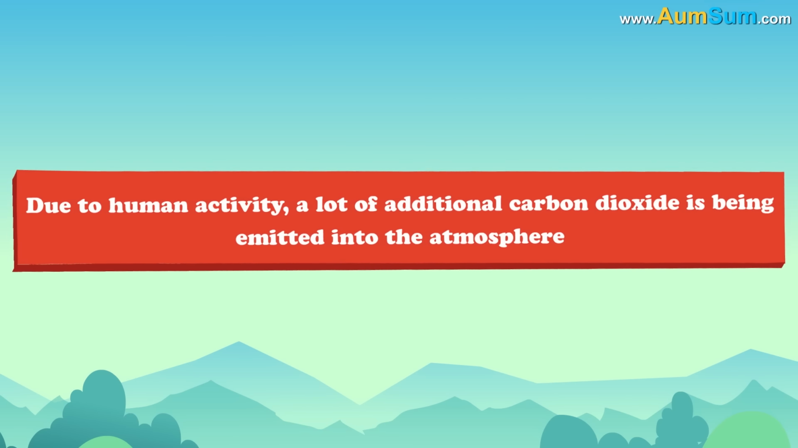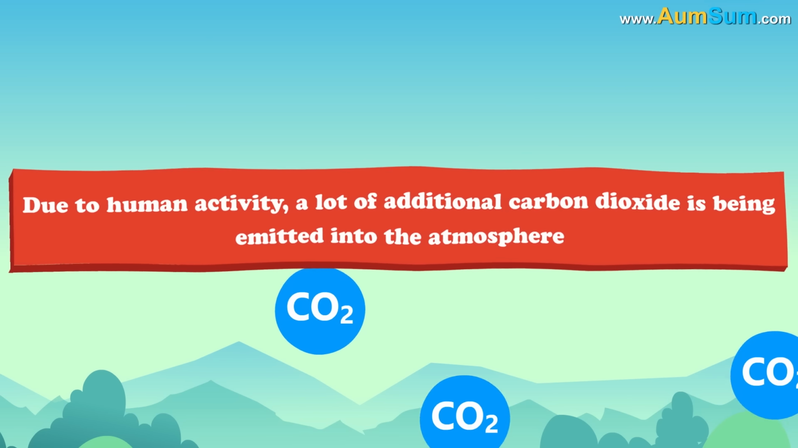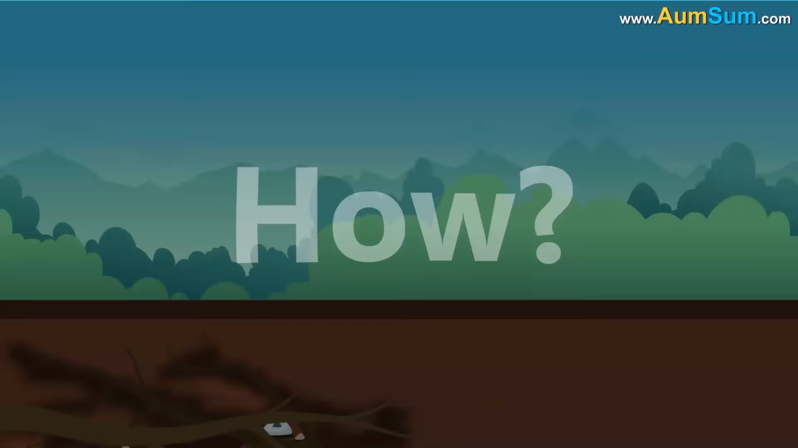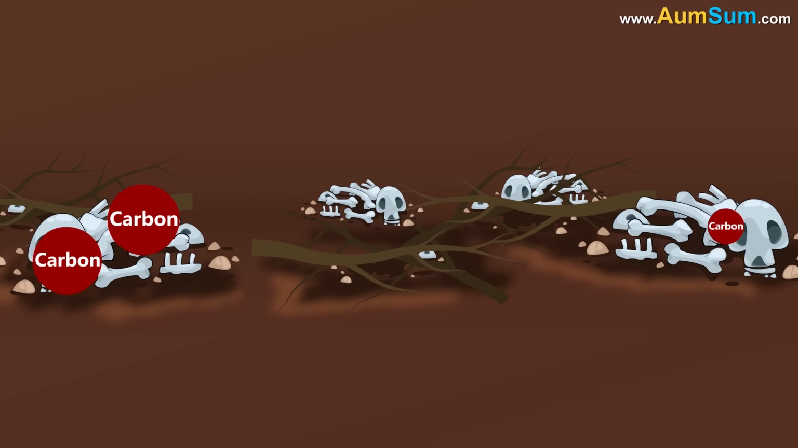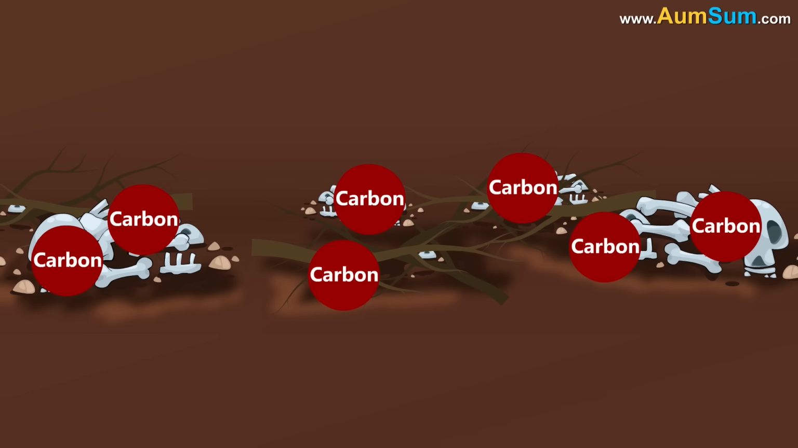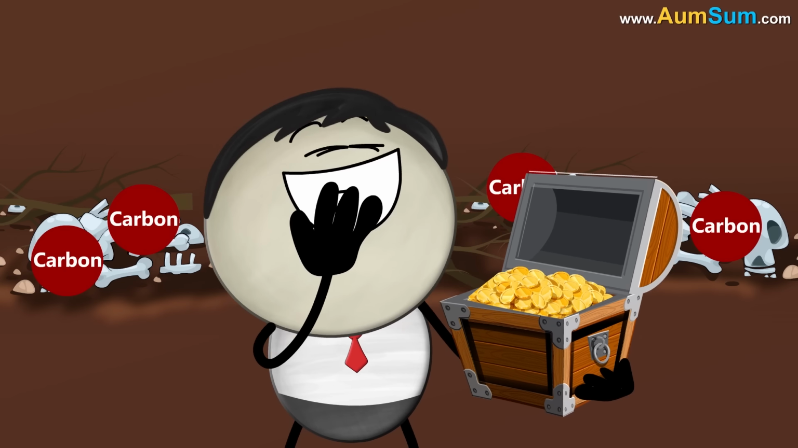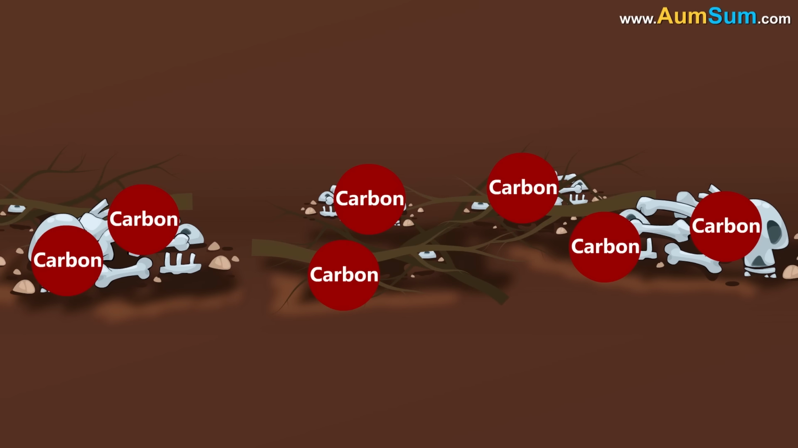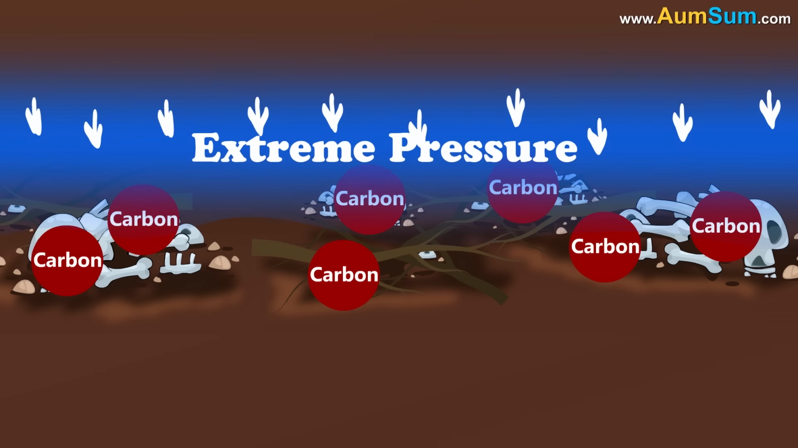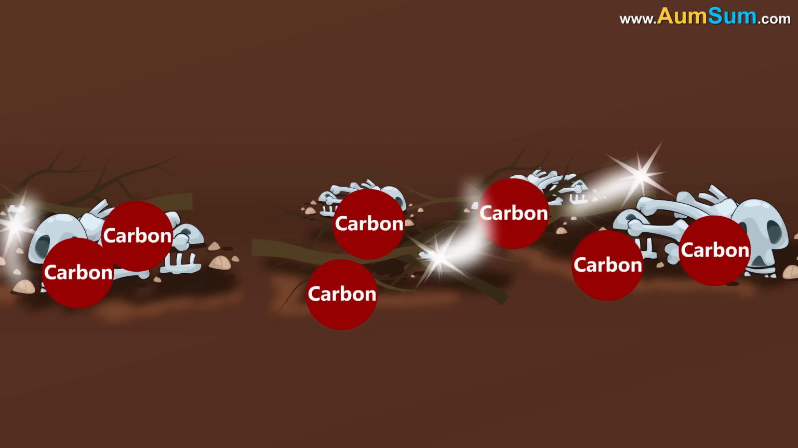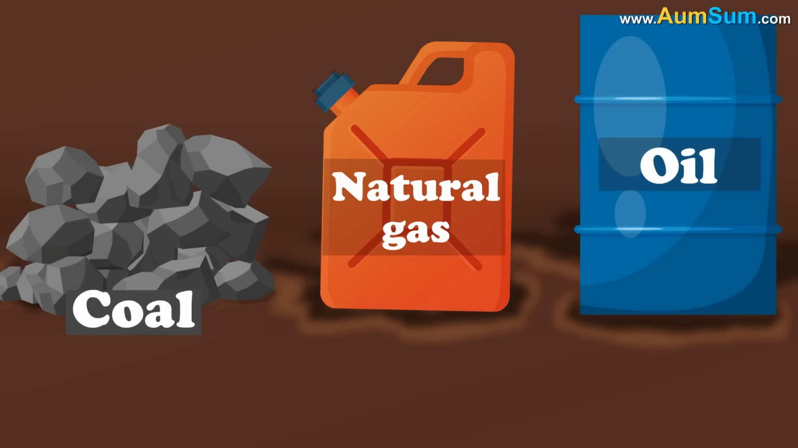Besides this, due to human activity, a lot of additional carbon dioxide is being emitted into the atmosphere. How? Millions of years ago, many plant and animal remains containing carbon got buried deep into the soil. Within the Earth, these remains were subjected to extreme temperature and pressure for millions of years. Eventually, they got converted into fossil fuels such as coal, natural gas, oil, etc.